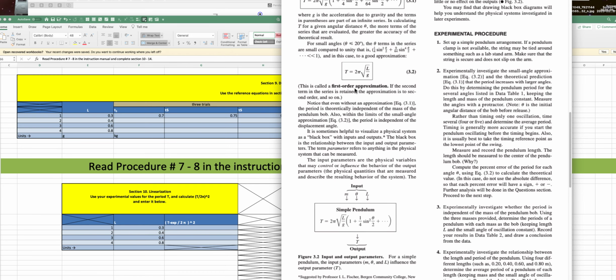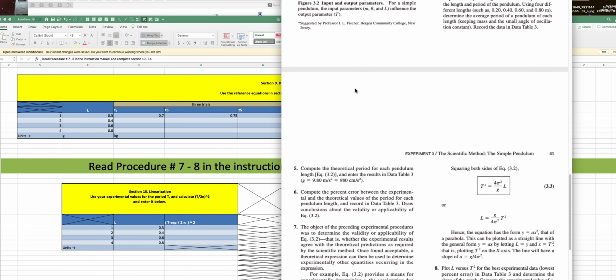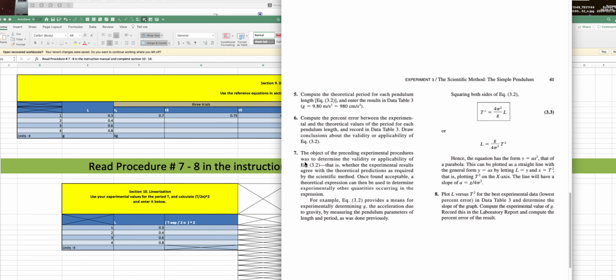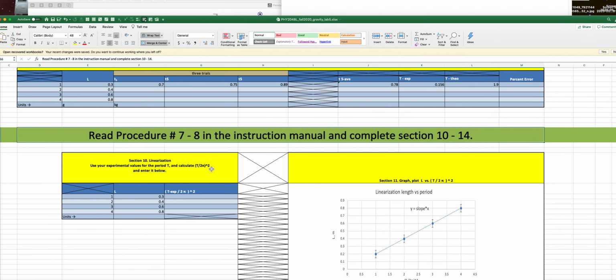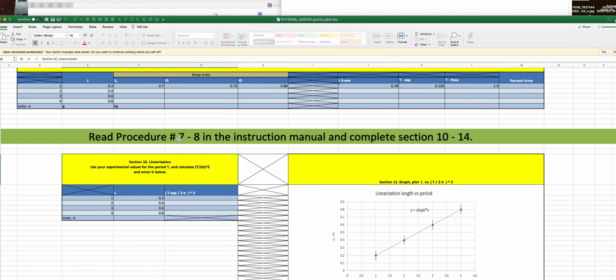So in procedure 7 through 8, this is just now how to linearize the graph. And the manual says to use this equation to linearize the graph. I actually recommend that you use the one that I refer you to. If you look at here, you're actually going to take the period divided by 2 pi and then square it. And that's going to give you a linearized graph. And so let's see here. So we're going to procedure 7 through 8.